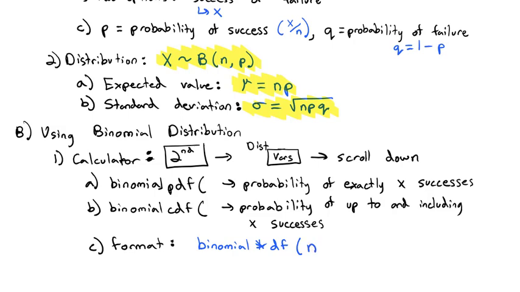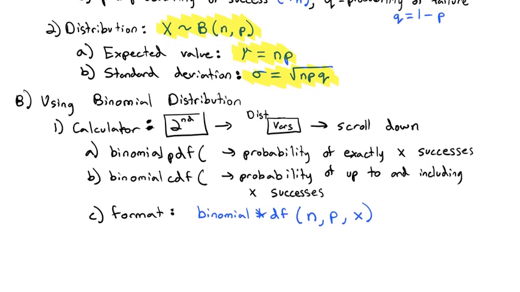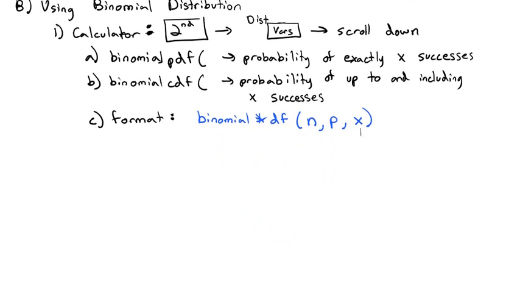Then the first number you enter will be the number of trials, comma. The next will be the probability as a decimal, comma. Then you'll do x, or the number of successes, and close the parentheses. And that's how we can use the binomial distribution on the calculator. And it's probably easiest to see with an example.